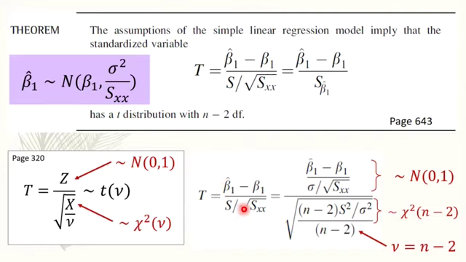Okay, so just note here, in order to simplify the notation, this S beta hat 1 that they have is just equal to this thing here. So this is just the sample standard deviation of beta hat 1.